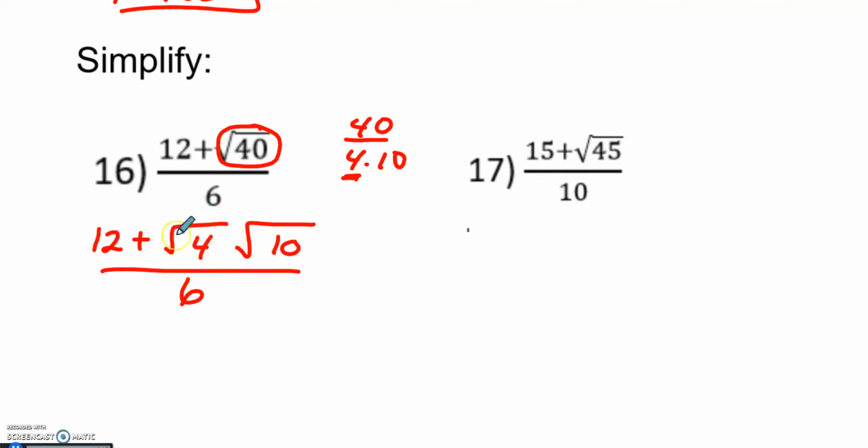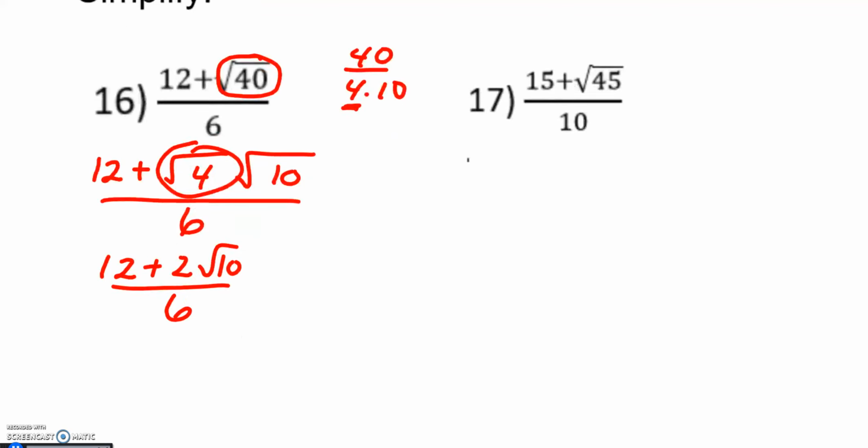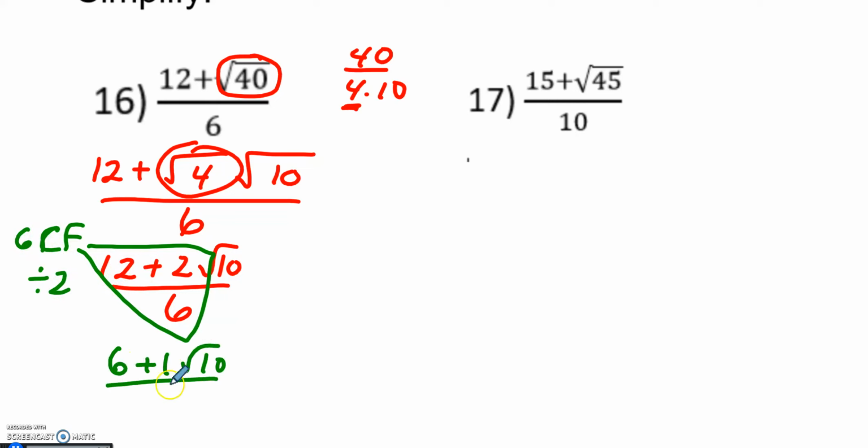I then would reduce root 4 to be 2. So I'd have 12 plus 2 root 10. No number times itself is 10, over 6. Then, if I wanted to simplify, I notice that I have this triangle of numbers here that I can take a greatest common factor of 2 out. So I can divide everything by 2. So my answer would be 6 plus 1 root 10 over 3. And I cannot divide the 10 by 2 because it's not a like term. So please try 17 with that in mind, and I'll come back with my work.